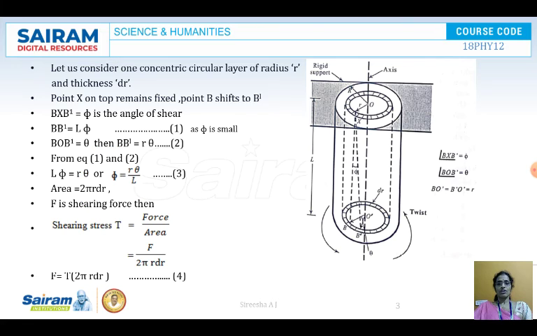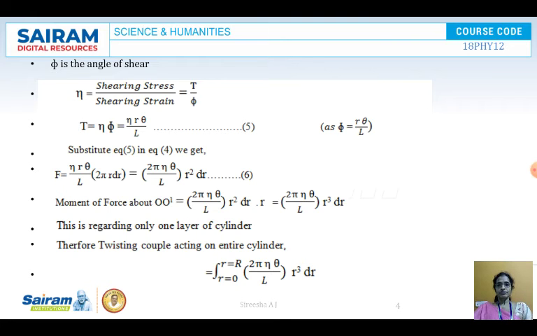What is equation 4? Here we have F is equal to T into 2 pi r into dr. Substituting the value of T into this equation, we get F is equal to eta r theta by L into 2 pi r dr. Rearranging the terms, F is equal to 2 pi eta theta by L into r square dr.